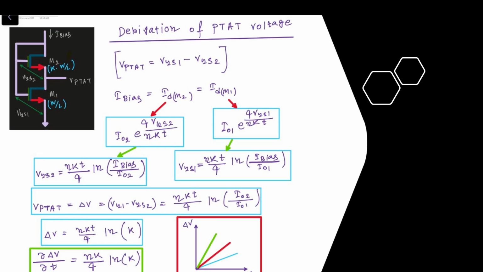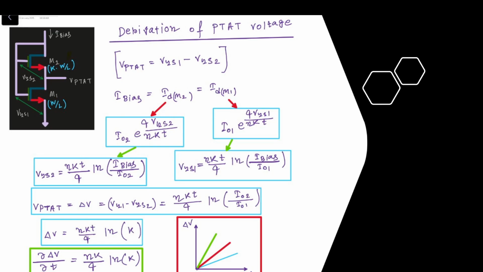We can clearly see that the voltage generation of our circuit is totally dependent on temperature, that is T here, and it does not depend on my I bias. In the entire circuit you never see the I bias appear, so your voltage is not dependent on I bias. Okay, so this is the temperature variant circuit.